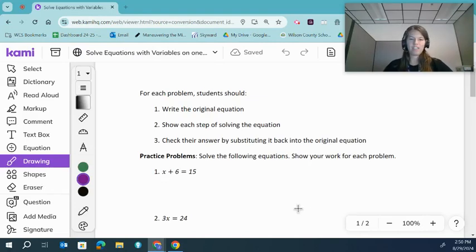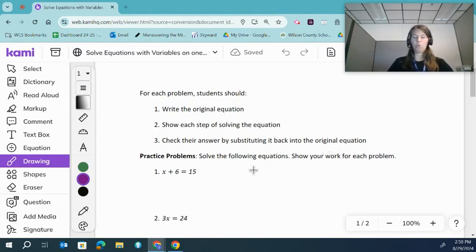Today we are reviewing solving equations, okay? Reminder, for every single one of these, you should write down the equation on a separate sheet of paper, show each step for solving, and then when you get a solution, substitute it back into the original to make sure you got the correct answer.